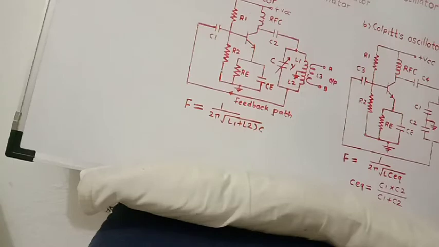This inductor prevents the RF current from passing through the source of supply VCC of the collector voltage. It also prevents short circuit of the alternating output voltage. That means it opposes short circuit of AC to the ground.